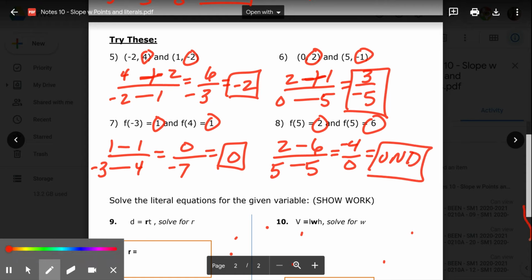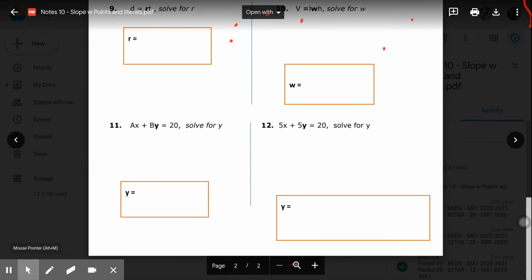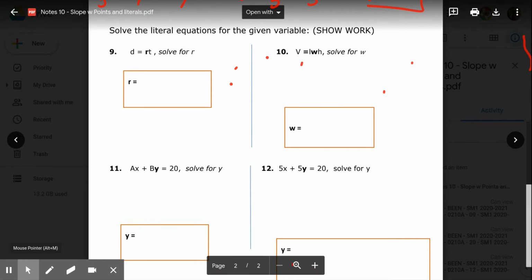All right, and then the last thing is just some more review with literal equations. All right, so let me go ahead and erase a few of these marks again from my hand. On a lot of these, I ask you to show your work. So the kind of work that I want you to see would be dividing both sides by t. So r equals d over t, because the inverse of multiplication is division.